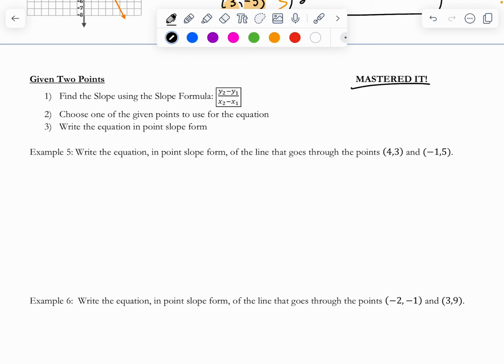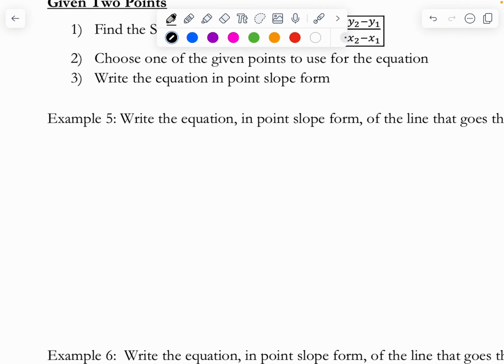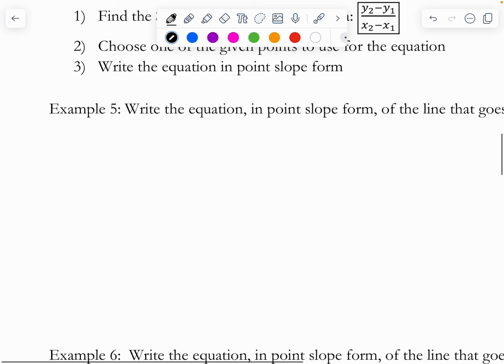Okay, so let's go ahead and find the slope. Our goal is that we're going to give you 2 points. We have to find the slope, and then plug it into point slope form. It's going to be a few steps, but let's take it a step at a time and we'll get through it. All right. Write the equation in point slope form of the line that goes through the points (4, 3) and (-1, 5).